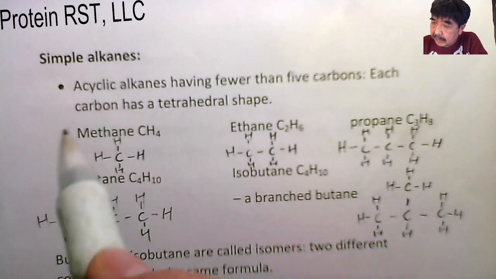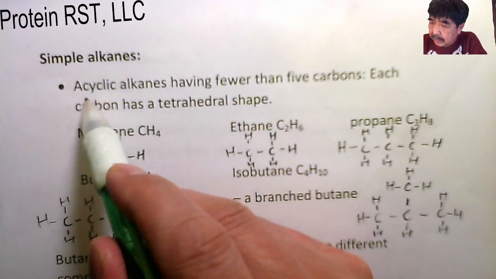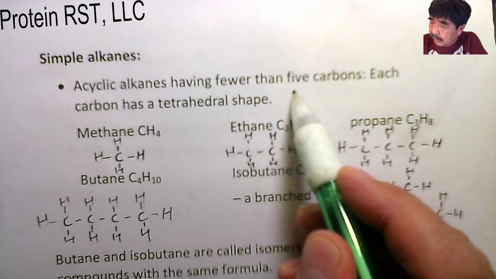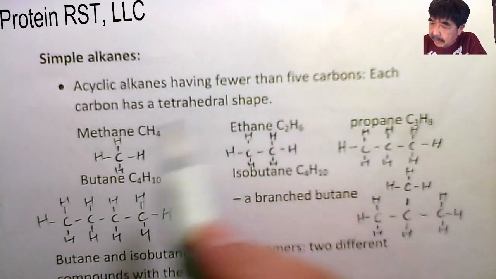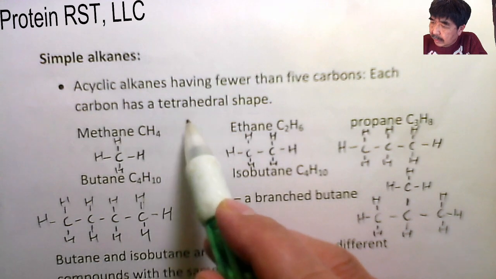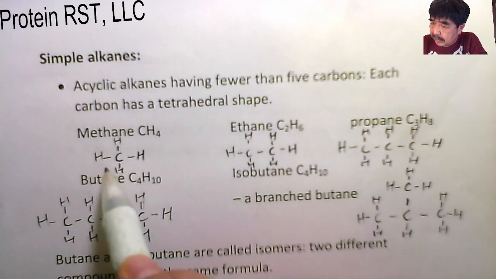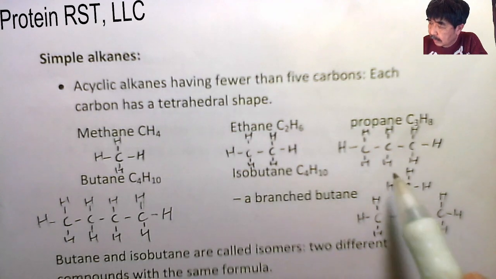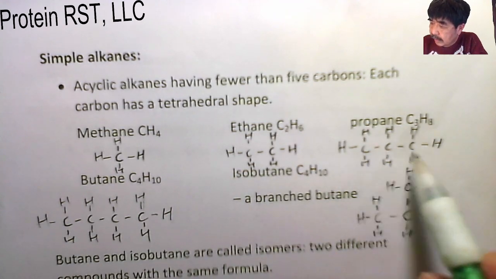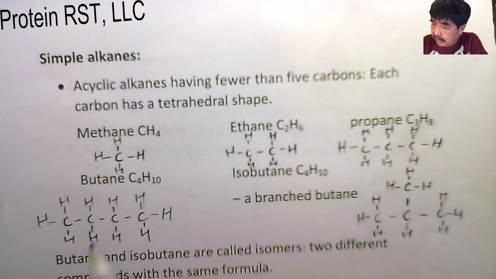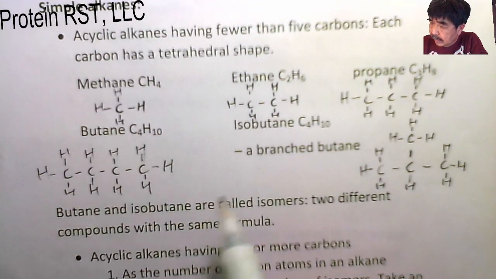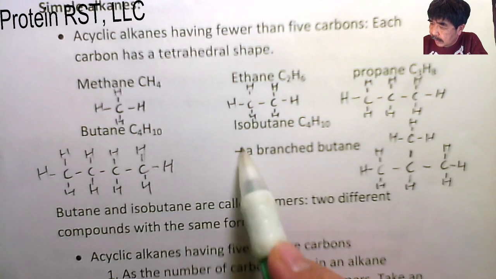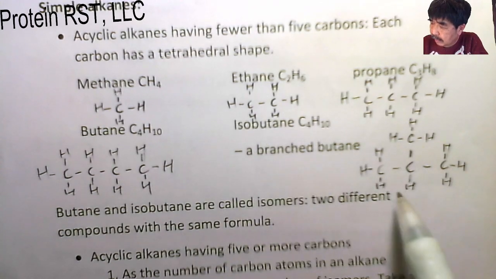Let's take a look at the simple alkanes. Acyclic alkanes having fewer than 5 carbons: each carbon has a tetrahedral shape. This is methane. It's only 1 carbon. Ethane, 2 carbons. Propane, 3 carbons. Butane, 4 carbons. Butane has 1 isomer. It's called isobutane. They look like this.